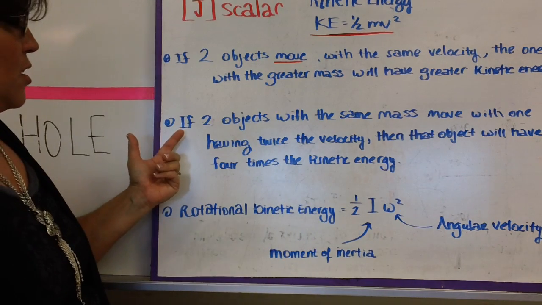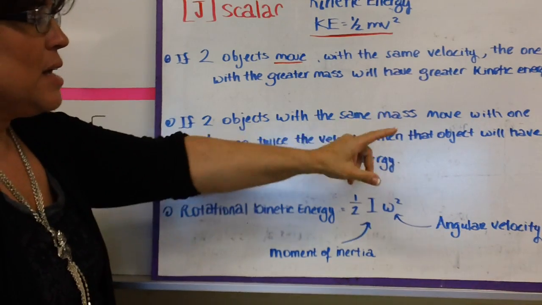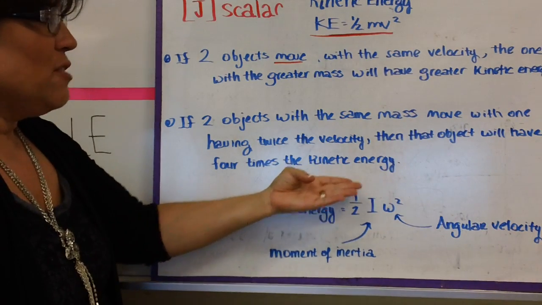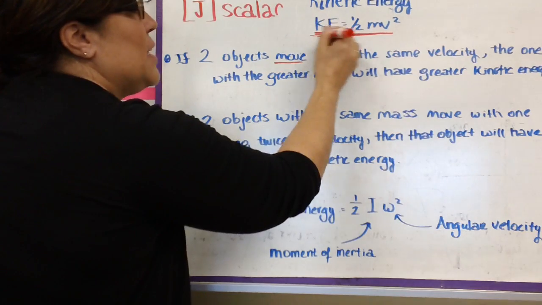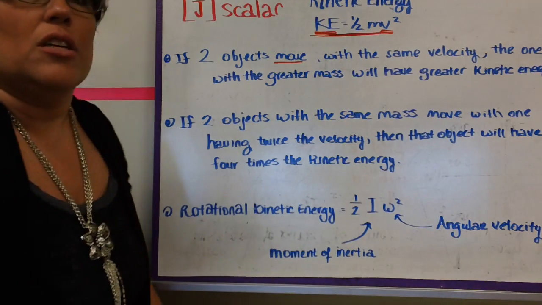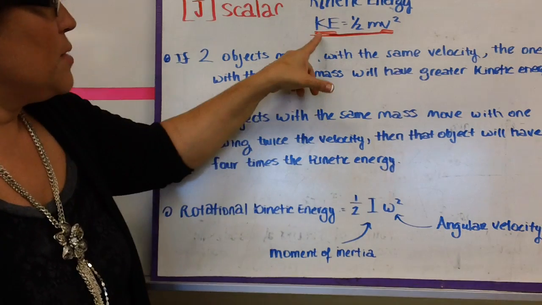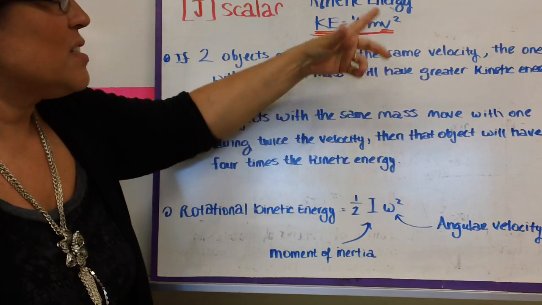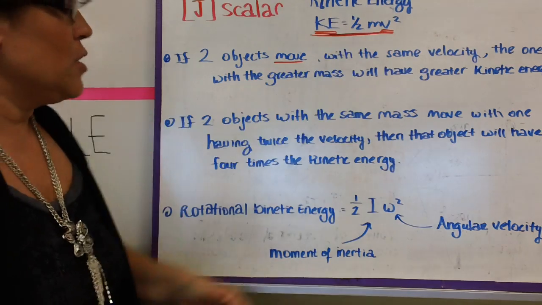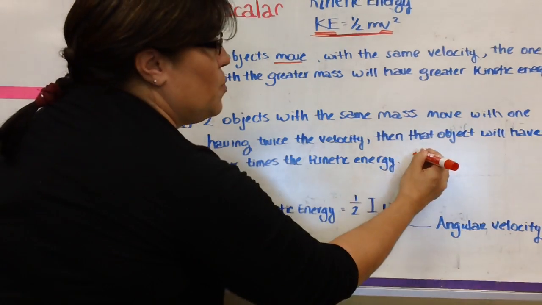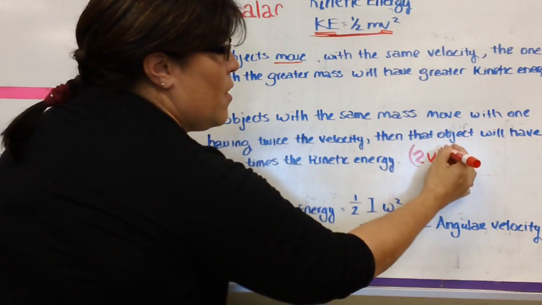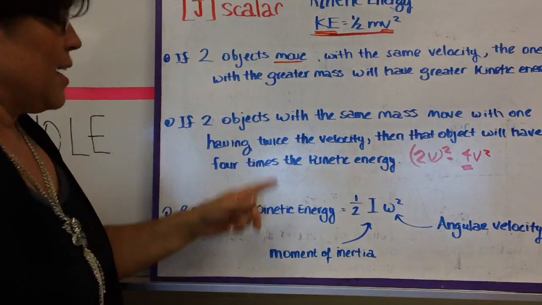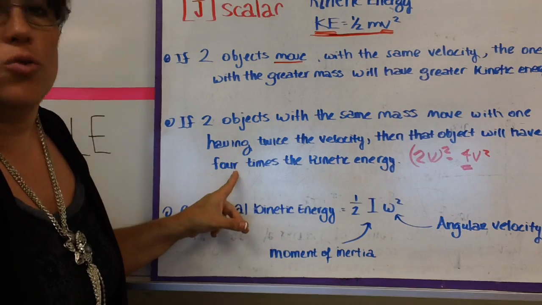Now let's take another scenario here. We have two objects with the same mass. One moves with twice the velocity of the other one. What is going to happen to the kinetic energy? Well, if you look here, the relationship between kinetic energy and velocity is no longer linear. It's not a proportional equation. The kinetic energy changes exponentially in relationship to the velocity. So as velocity doubles, the kinetic energy is going to quadruple. If the velocity doubles, you square the whole velocity and you end up with 4v squared. So the kinetic energy will increase by 4 times, or it'll quadruple.